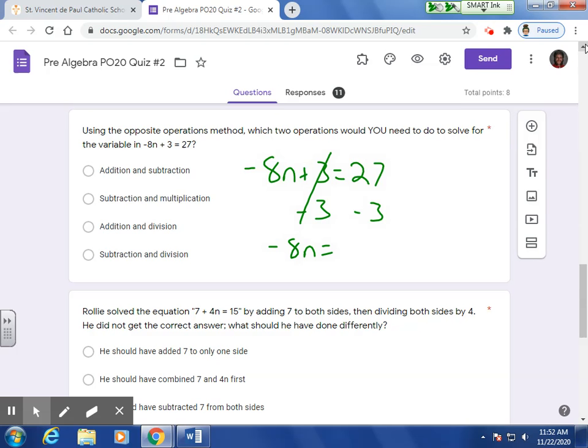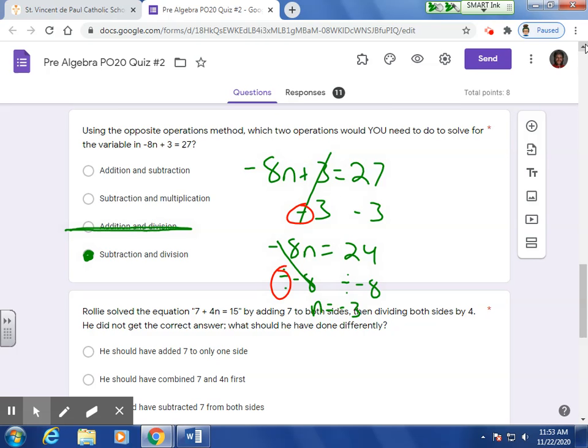So that will leave you with negative 8n equals 24. So since we subtracted, we can eliminate that one, because that one doesn't have subtraction as an option. So that leaves us with the other 3. We would divide by negative 8 because that's the opposite of multiplying by negative 8, which is what's happening to n here. And so n is by itself, and that gives us negative 3. So it's that subtraction and that division. Option 4 is the correct answer.